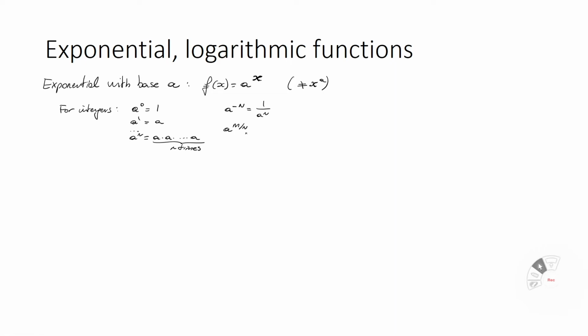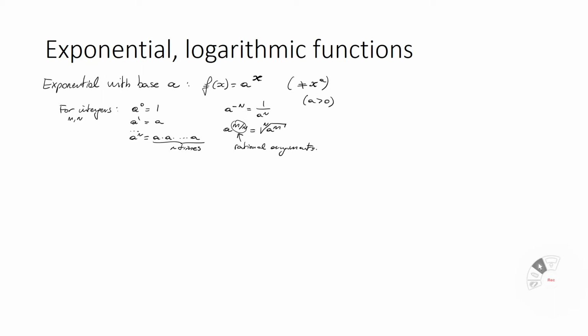a to the power of a fraction with m and n integer, so here m and n are integers, that's the nth root of a to the power m. So here we took a to be positive. If a is negative, you can write down something similar. So this means that we can define the exponential function for rational arguments.